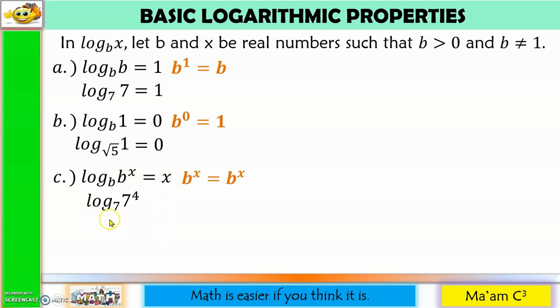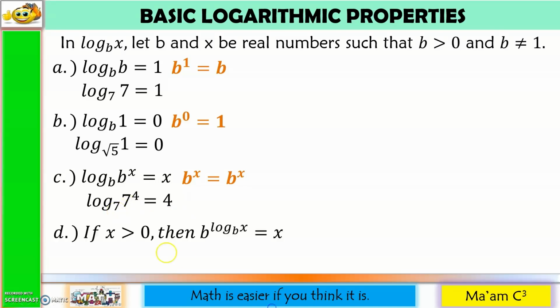Example, the logarithm of 7 to the 4th to the base 7, the answer is 4. So whatever is the exponent here, that will be your answer. It only happens when your x is equal to your base.